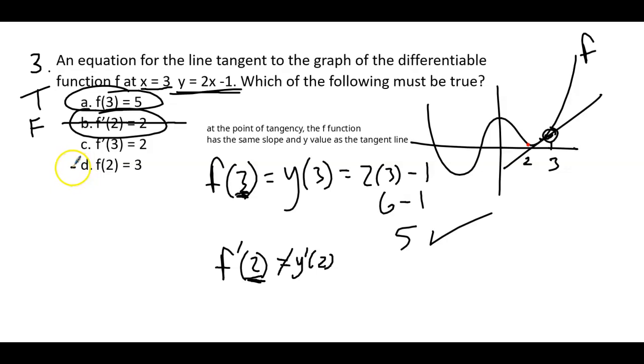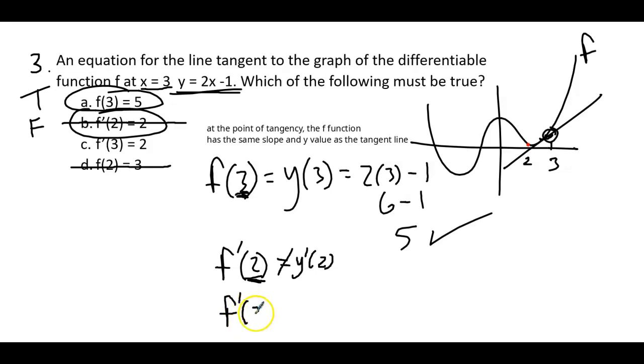So that means that we can ignore d also, because they're asking about x equals 2 again. So I don't know anything about x equals 2 for my function. All right. But let's go ahead and take a look at f prime of 3. Now, for part C, f prime of 3.